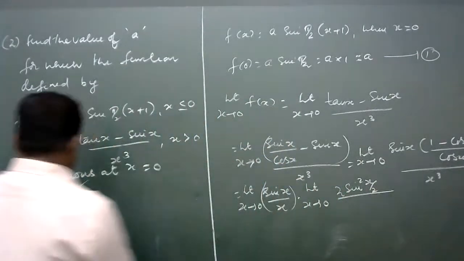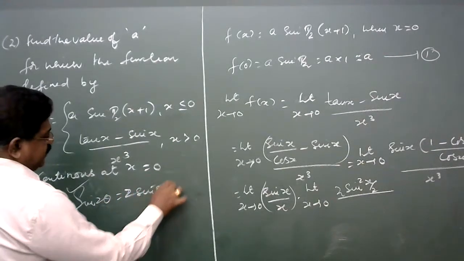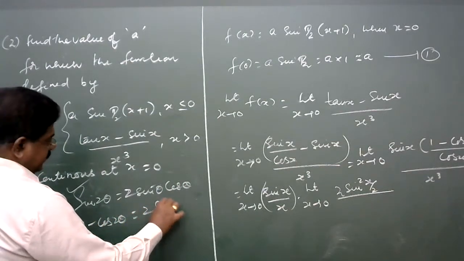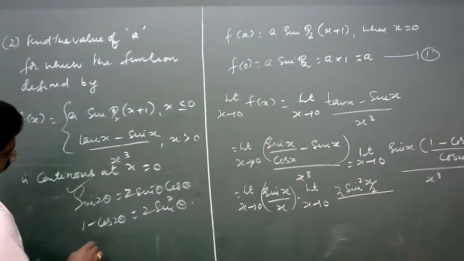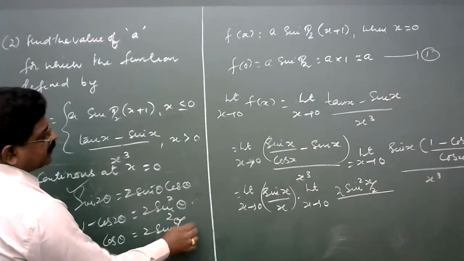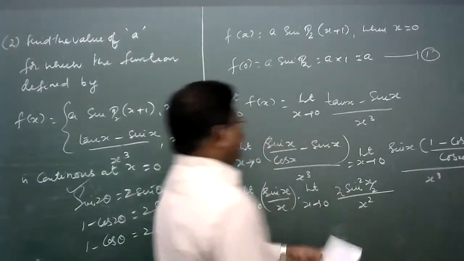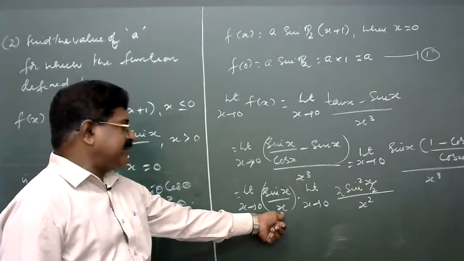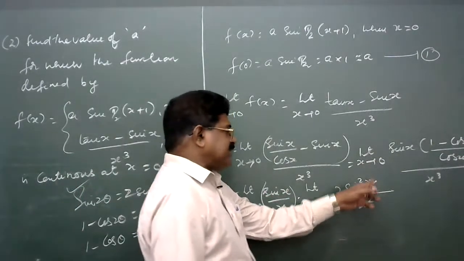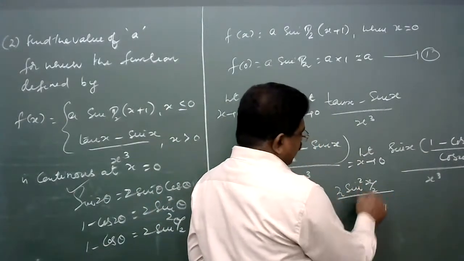You already studied that sin 2 theta is equal to 2 sin theta cos theta, and 1 minus cos 2 theta is equal to 2 sine square theta. When you apply that formula, 1 minus cos theta is equal to 2 sine square theta by 2. So here x by 2, and x squared you can take here. The denominator x to the power 3 is 1 into sin x upon x and x squared. So here the quantity is x by 2, so x by 2 the whole square is equal to x squared upon 4.